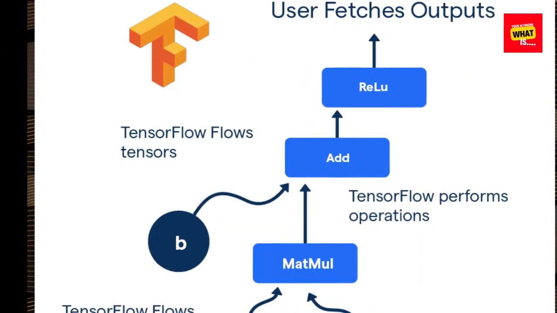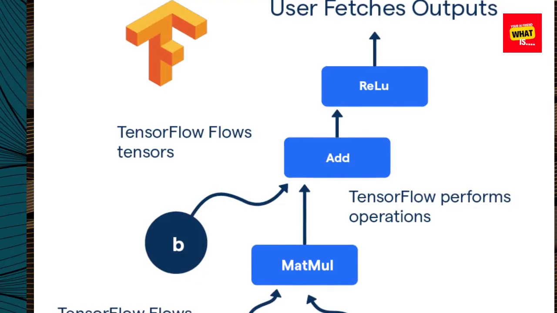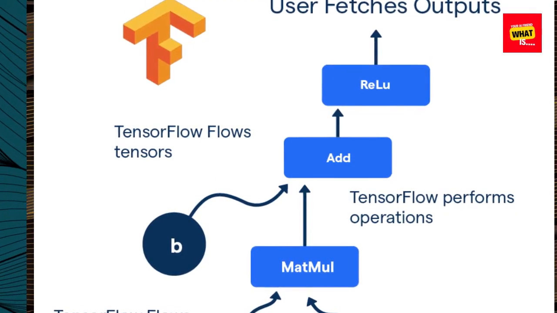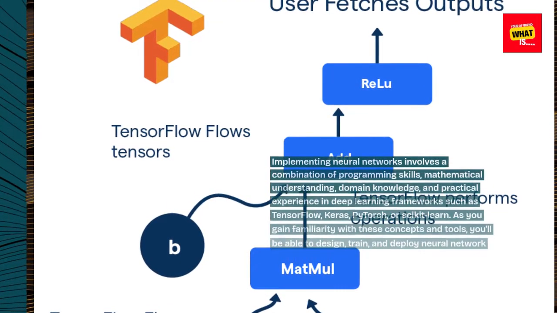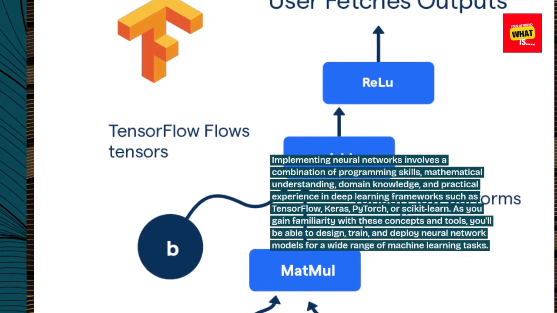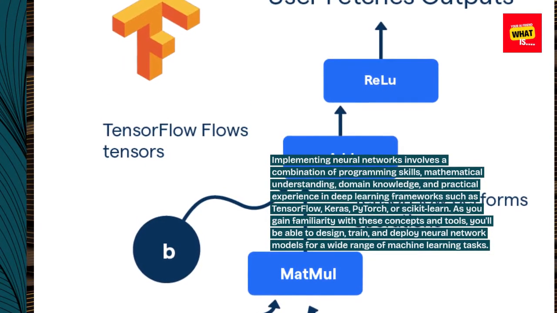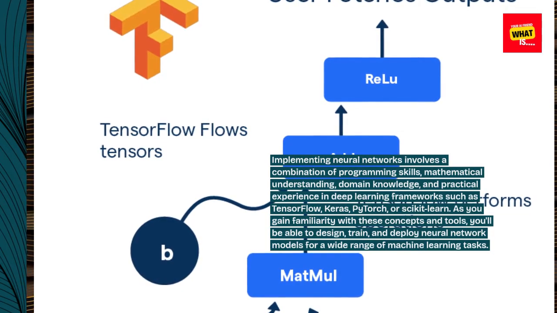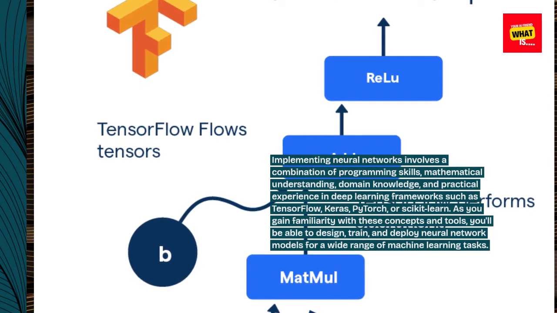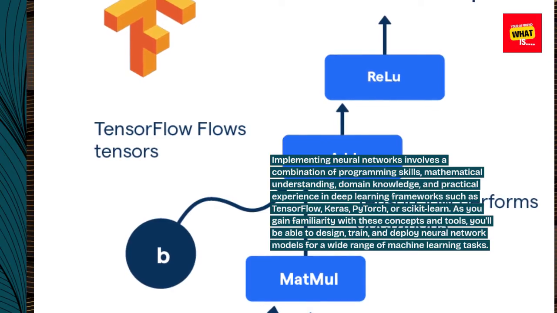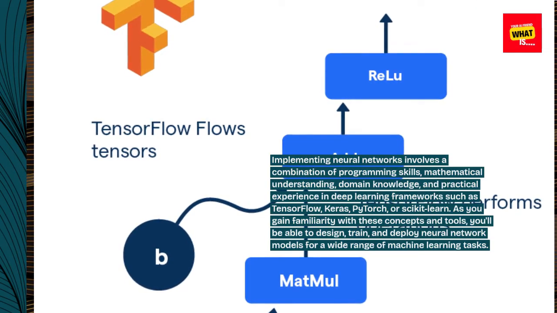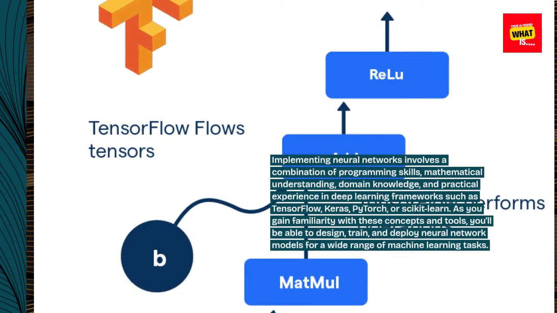Implementing neural networks involves a combination of programming skills, mathematical understanding, domain knowledge, and practical experience in deep learning frameworks such as TensorFlow, Keras, PyTorch, or scikit-learn. As you gain familiarity with these concepts and tools, you'll be able to design, train, and deploy neural network models for a wide range of machine learning tasks.